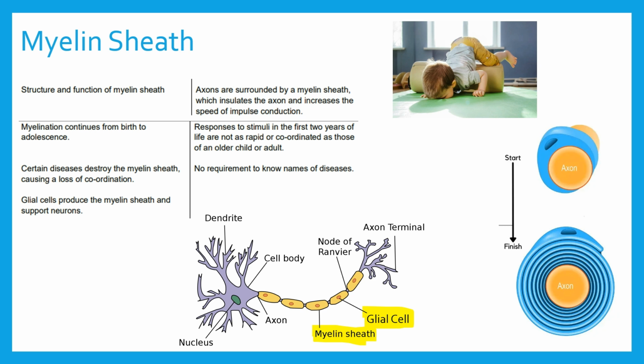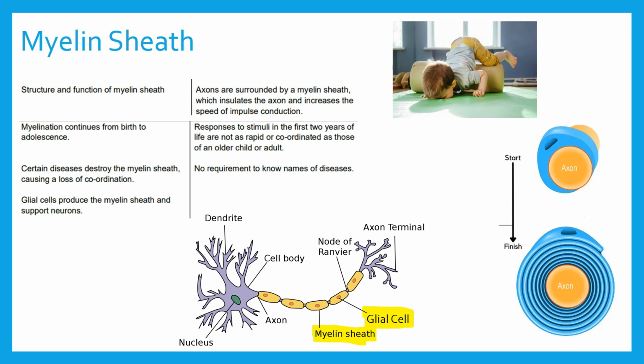Okay. So this is not a process that's fully complete when we're born. The myelination, the process of forming this myelin sheath, continues from when we're born all the way through to adolescence. Hence why, if you know any toddlers, the response to stimuli over the first 2 years is not quite so rapid or coordinated as you would expect to see in older children or in adults.